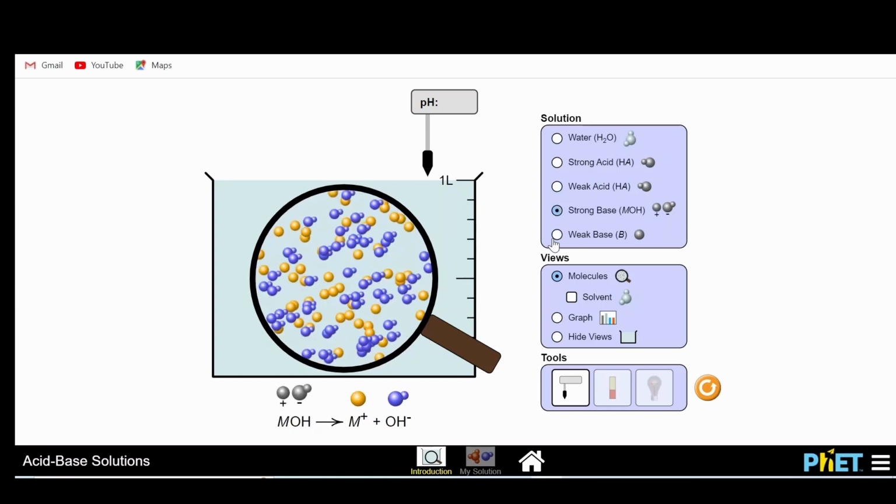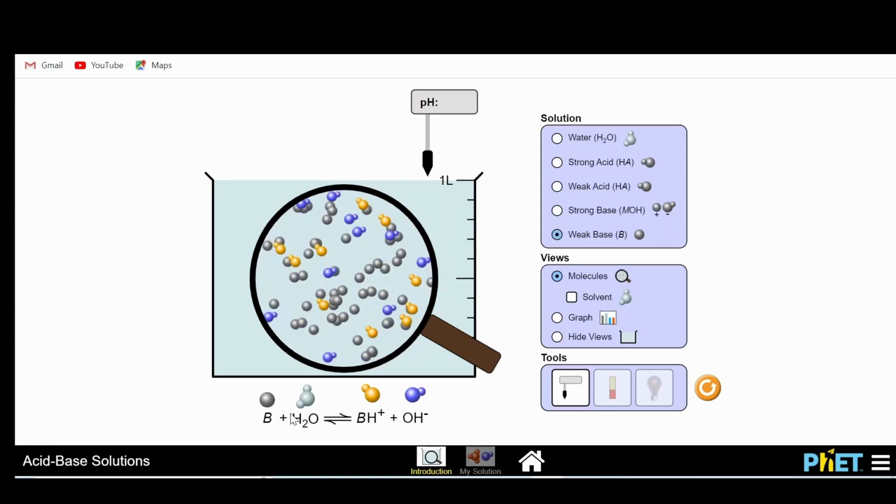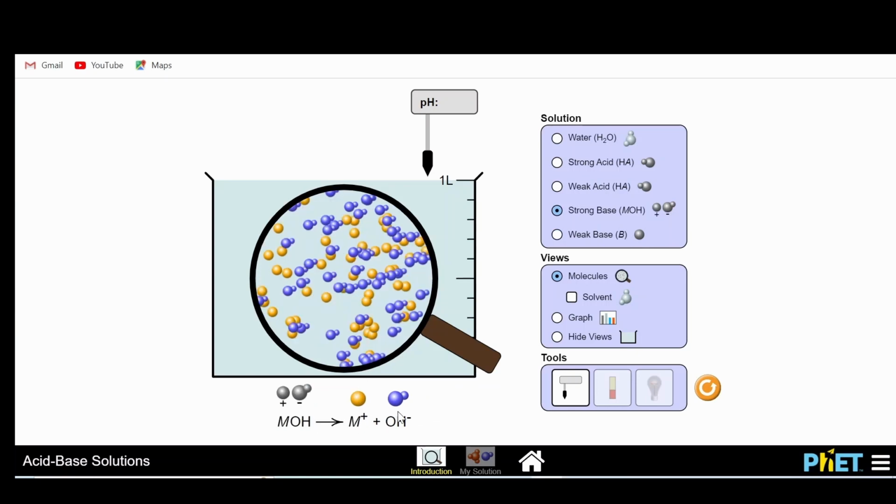And now, let's look into the differences between weak and strong bases. A weak base is a substance that can only partially dissociate in water to produce a low concentration of hydroxyl OH- ions. And a strong base, on the other hand, is a substance that can dissociate completely in water to produce a high concentration of hydroxyl OH- ions.